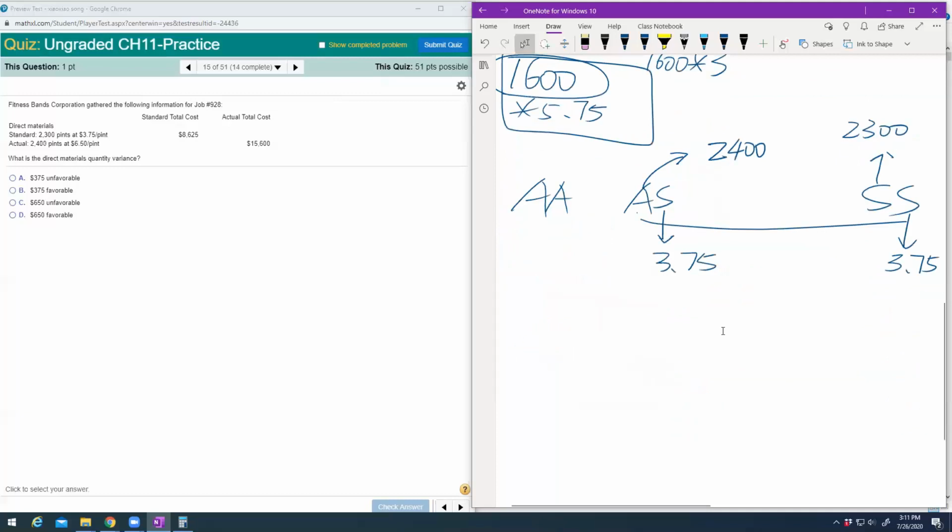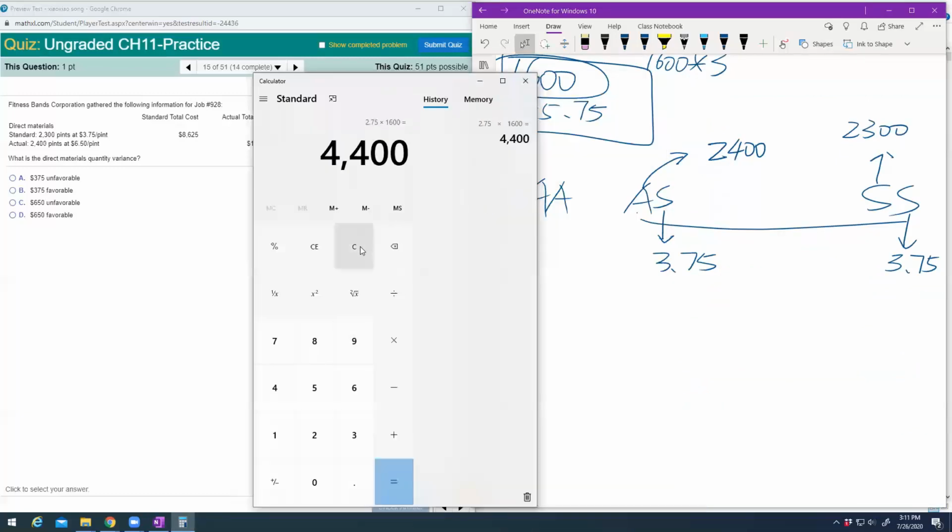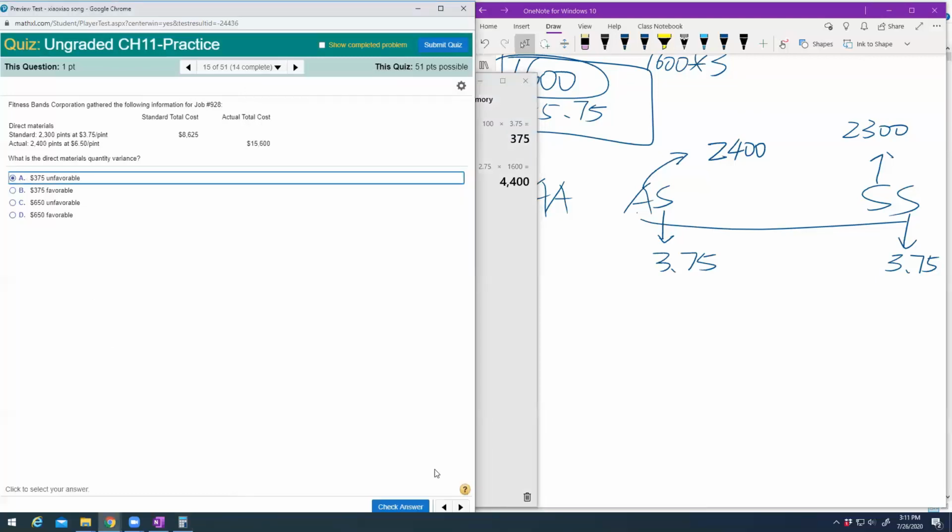So you will have unfavorable. You use more quantity, right? You used 100 pints more, and then each one is 3.75. So you will have 375 unfavorable as the quantity variance.